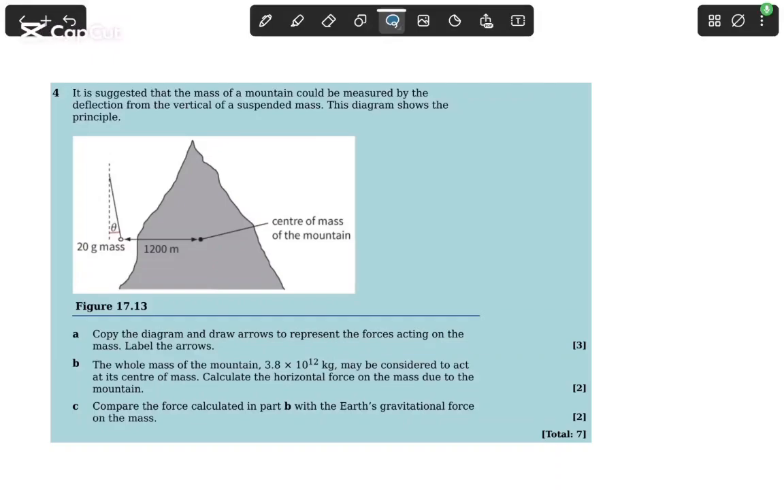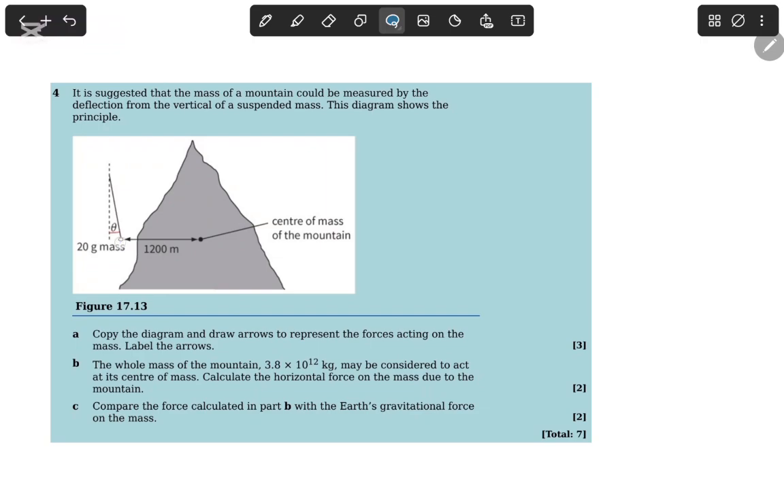In this video, we'll be solving a question on gravitational fields. So the question says, it is suggested that the mass of a mountain could be measured by the deflection from the vertical of a suspended mass. The diagram shows the principle. Copy the diagram and draw arrows to represent the forces acting on the mass, and label the arrows.